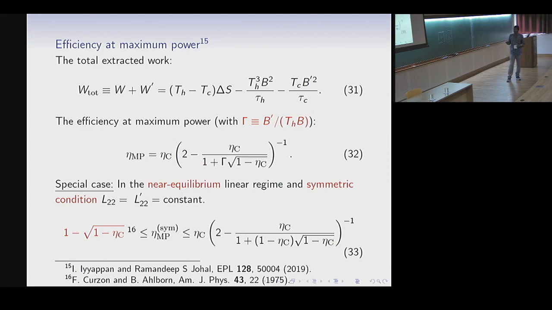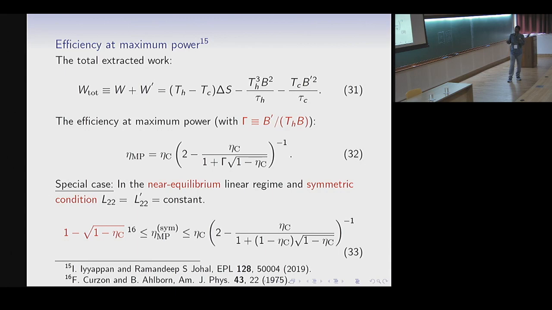Therefore, we consider the near equilibrium linear region, which means that we can take L22 and L22 prime as independent of temperature, and I would like to present only the symmetric condition, which gives an interesting result, and we get the lower and upper bound.